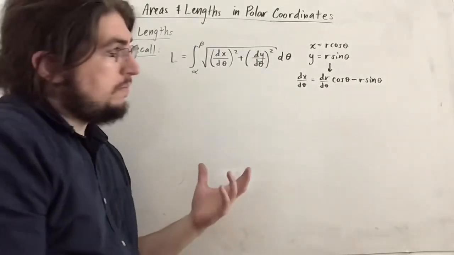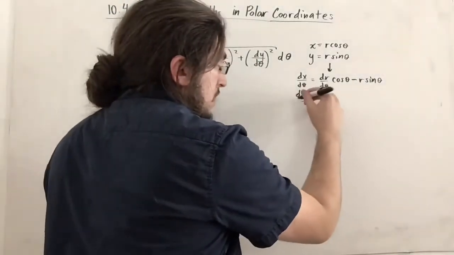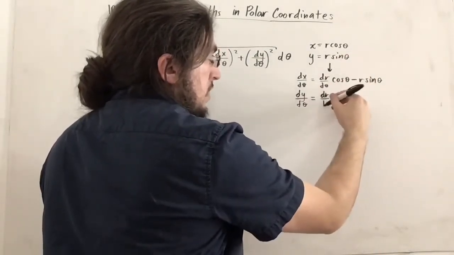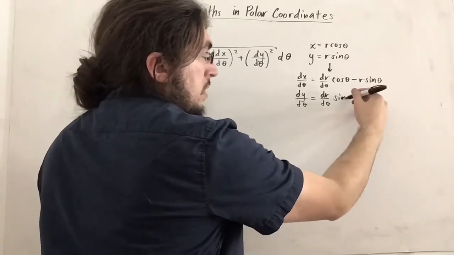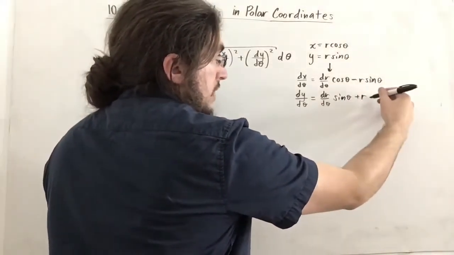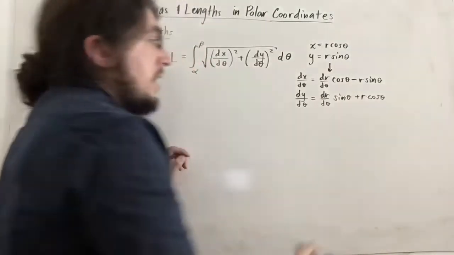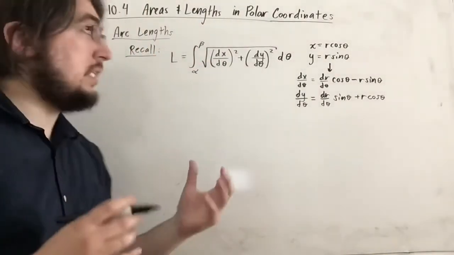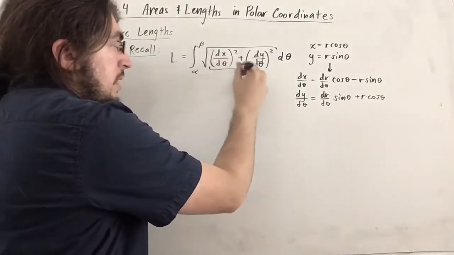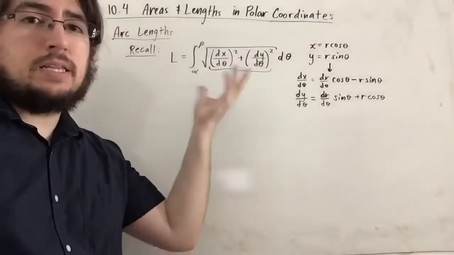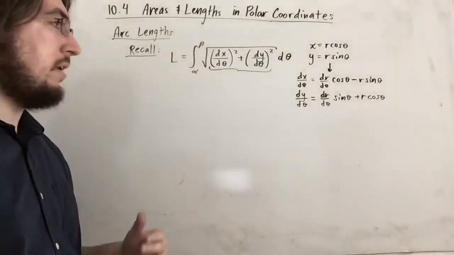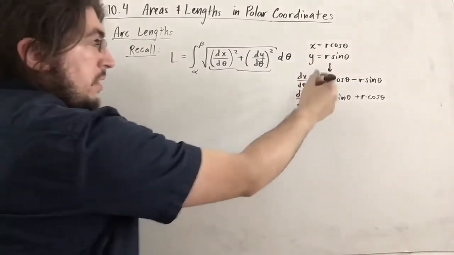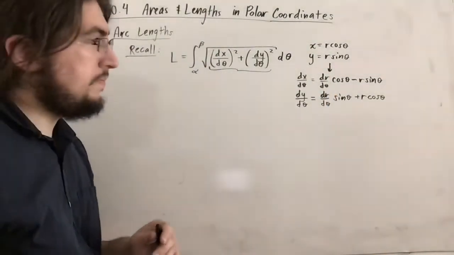But now for dy d theta, let's see what happens. We need the derivative of r, which is dr d theta, times regular sine, plus regular r times the derivative of sine, which is cosine. So it's going to look a little nasty, but believe me, the integrand will actually clean up quite nicely. In fact, all I really want to clean up here is the radicand, the thing inside the radical. So if we square these, well, dx d theta squared, let me write it like this in red.